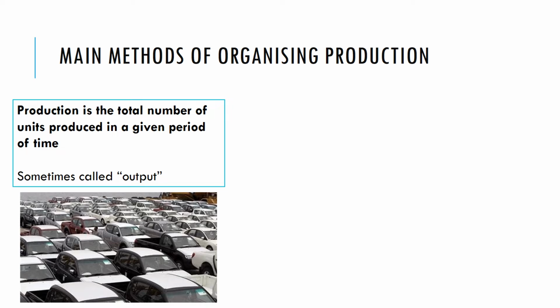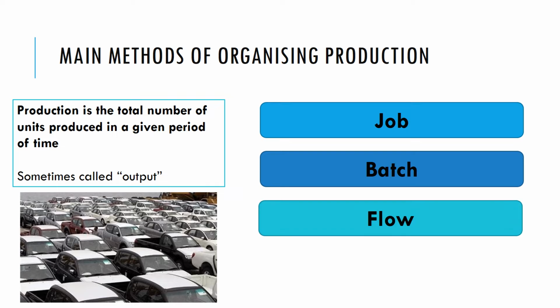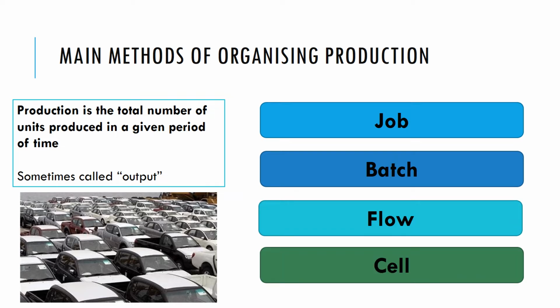And there are 4 ways in which a business might choose to organise itself to produce its output. And those 4 we're going to look at in this video are job production, batch production, flow production, and cell production. So once you've taken down this definition, let's move on. Let's start off with job production.